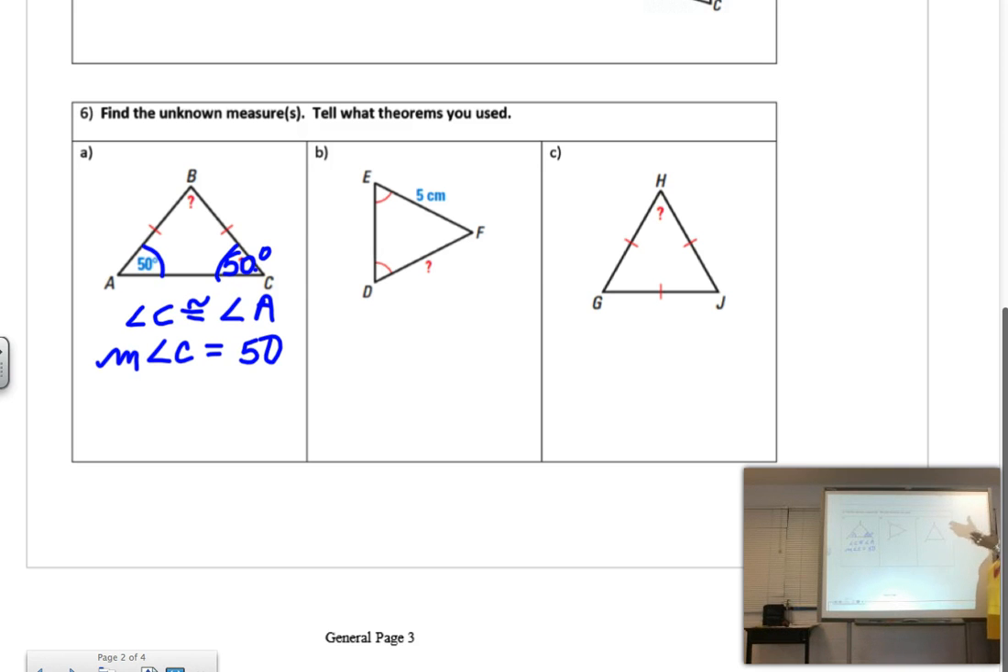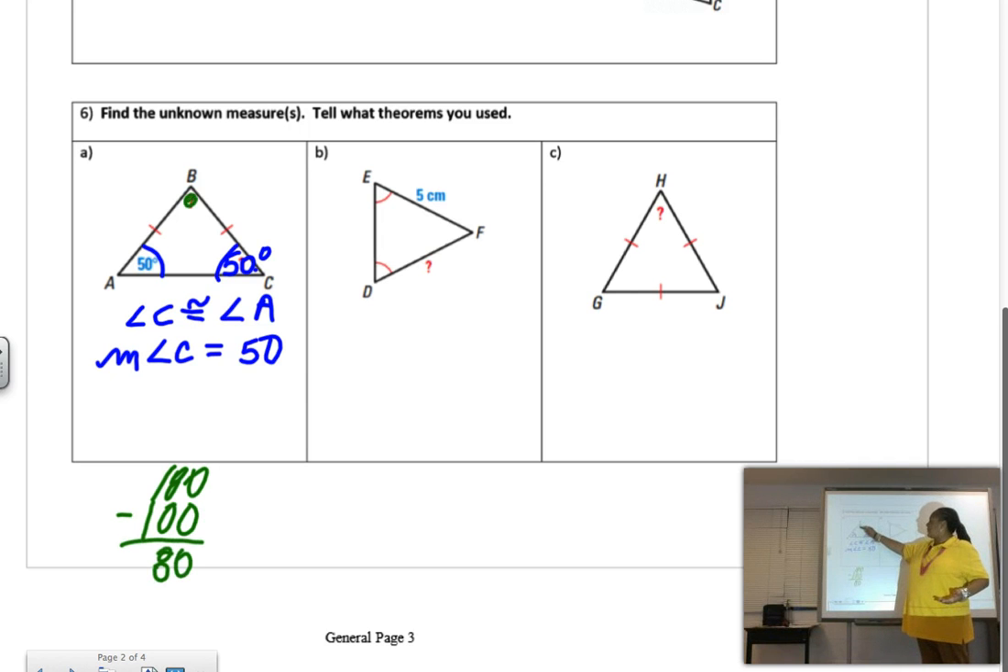Yeah, thank you. Why'd you say minus 100? Because 50, 50, 100. Thank you. 180 minus 100. See how we have these two? These two add up to 100. And what did you know the sum of the interior angles to be? 180. It has to be 180. So if we've already used 100 of it, we only have 80 degrees left, which is this angle.